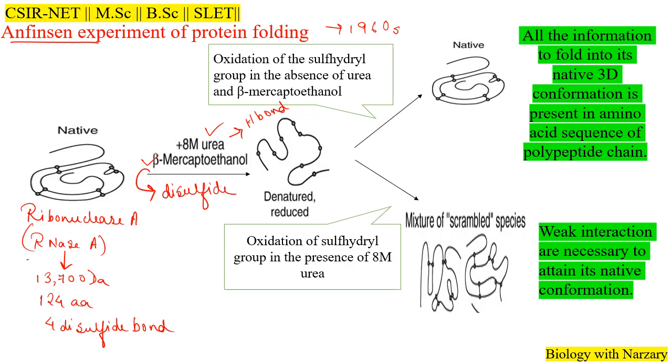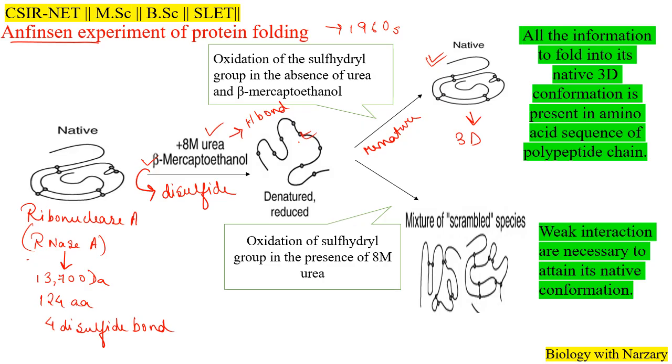Now when this denatured protein is allowed to renature again in the absence of urea and beta mercaptoethanol, he found that the protein has attained its native three-dimensional conformation. So his first finding is that all the information to fold into its native three-dimensional conformation is present in the amino acid sequence of the polypeptide chain.